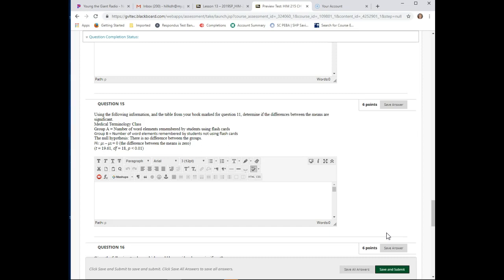You reject the hypothesis because it gives you the probability of less than 0.01. I apologize if I said greater than before. So reject the null hypothesis at the 0.01 level. This is what you're putting on your answer. Reject the null hypothesis at the 0.01 level. This statement rejects the null hypothesis and says that there is a statistically significant difference between the sample means of Group A and Group B.